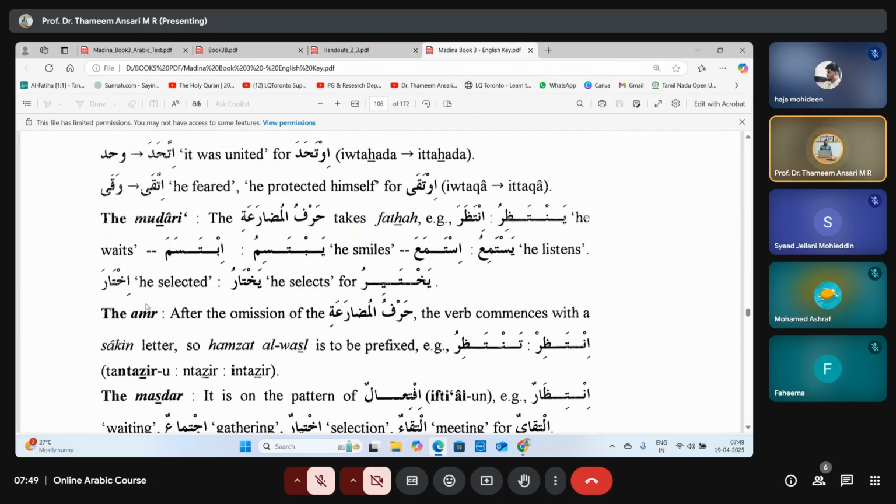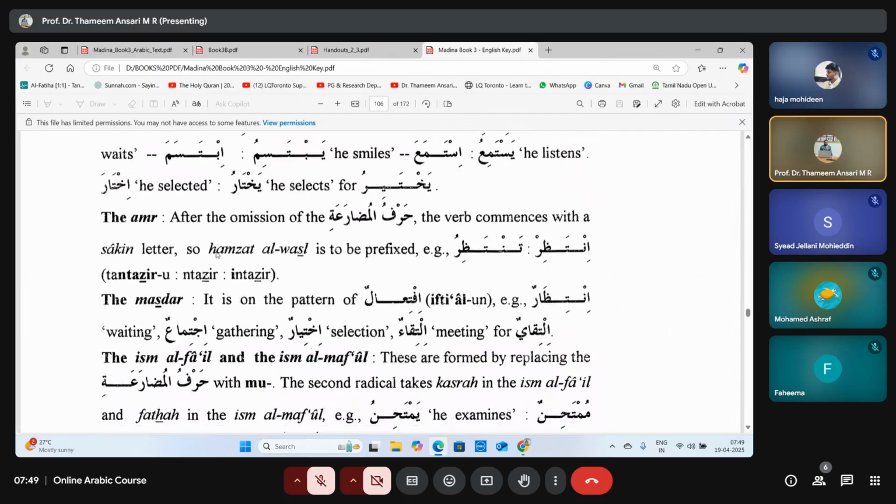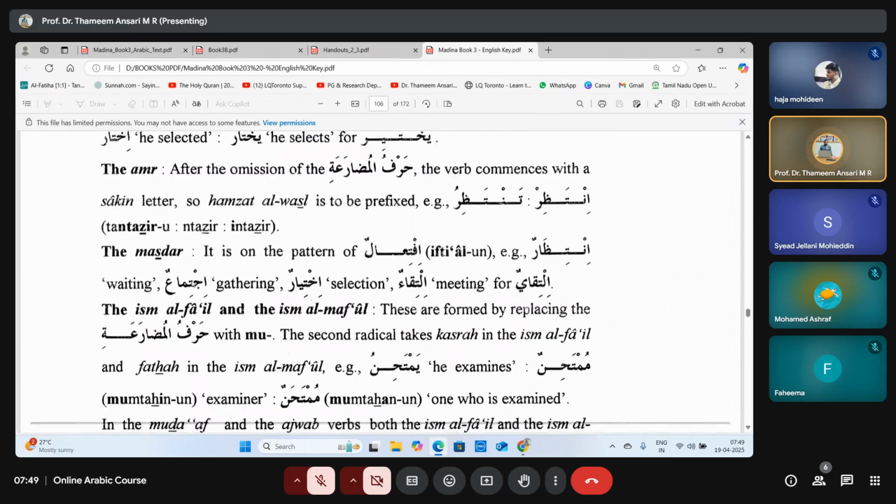Okay, now we have the amr form. After the omission of the harf mudari'a, the verb commences with a sakin letter, so hamzatul wasl is to be prefixed. Example, tantadiru becomes intadir. This ta will get dropped. Then we place hamza and we give kasra. It becomes intadir. Wait.